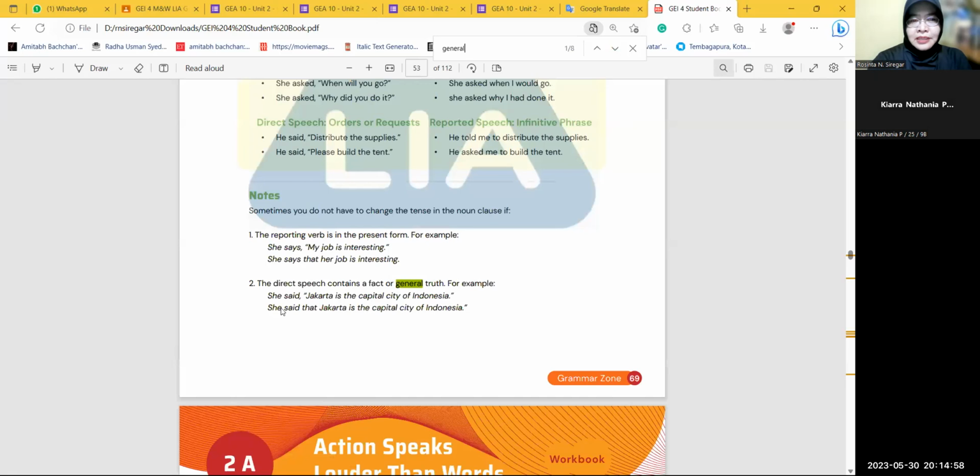Can you see the difference between number one and number two? The verb of the reporting speech, the reporting verb, this one, is in the present. So when you use the present verb for the reporting verb, you don't have to change the rest of the sentence. So for example, let's say it like this: Rendang is the best food in the world.